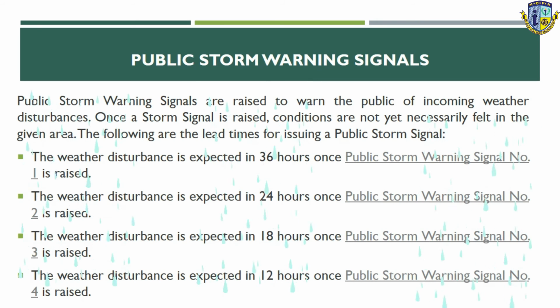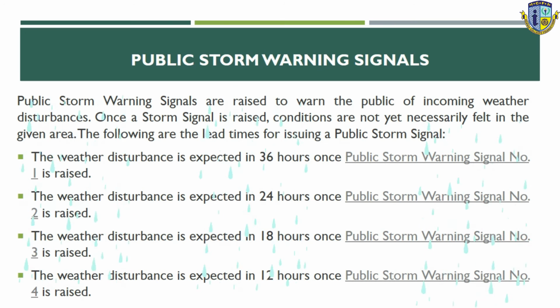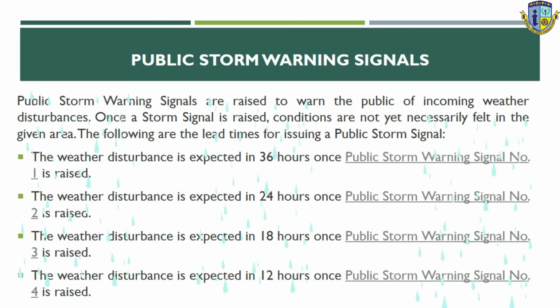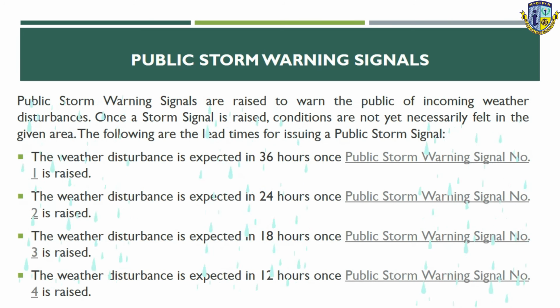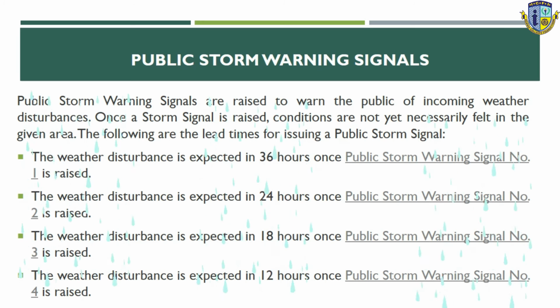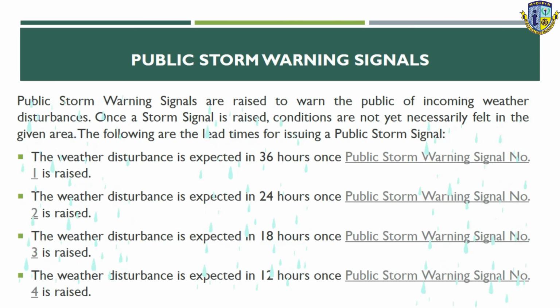Pag-asa issues announcements about incoming typhoons and their possible effects. The list below describes the weather, impact conditions, and precautionary measures that are peculiar to each typhoon level. Public storm warning signals are raised to warn the public of incoming weather disturbances. Once a storm signal is raised, conditions are not yet necessarily felt in the given area. The following are the lead times for issuing a public storm signal.